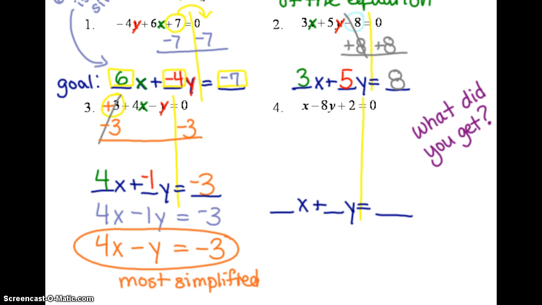So I've got 1x plus negative 8y equals, well, that plus 2 has to go to the other side. It becomes negative 2. Did you get it? 1x plus negative 8y equals negative 2. Did you go that next step? Did you simplify it? 1x minus 8y equals negative 2. Did you go further? Try to simplify it more to the most simplified version? x minus 8y equals negative 2. I bet you did.